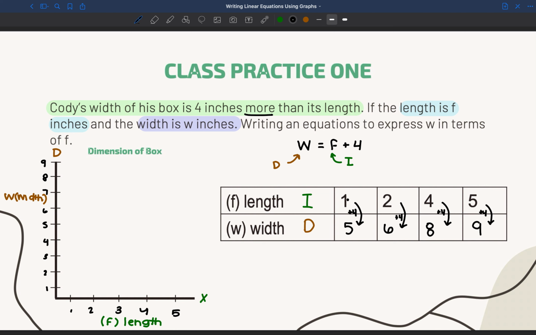So whenever there was 1, the length of 1, the dependent variable, the width would be 5. So we're going to go up to 5, and we're just going to plot a point right there. Whenever there was a length of 2, the width was 6. Plot a point right there. We didn't have a 3, but whenever there was a 4, the width would be 8. And lastly, whenever there's a 5, the width would be 9. Maybe I should write this a little bit better.